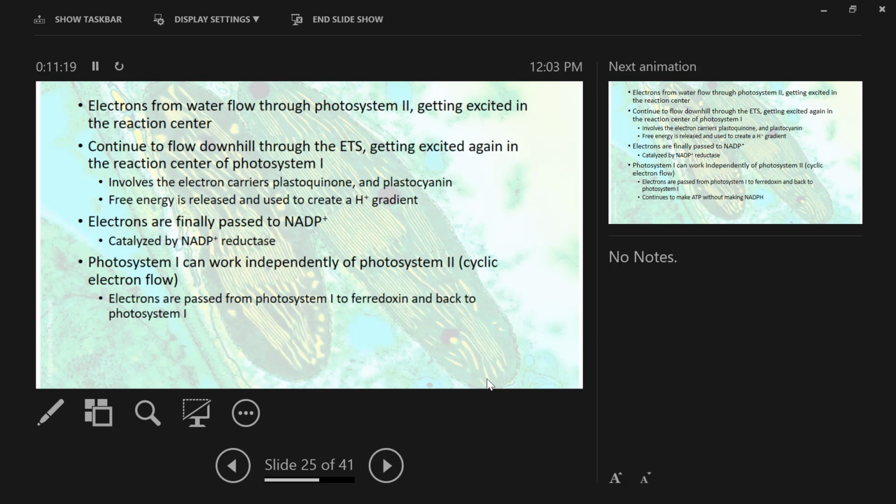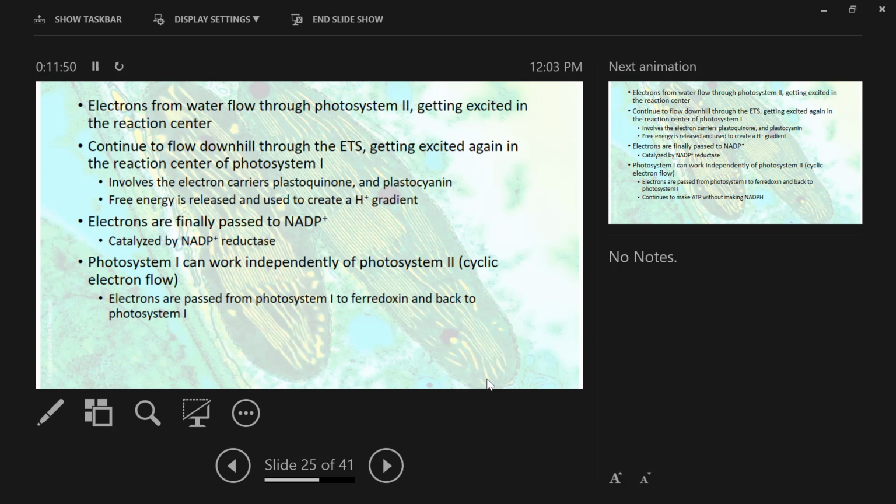So instead of electrons being passed from photosystem 1 to the final electron carrier, which is what? Or the final electron acceptor. Now, it's oxygen in cellular respiration. It is not oxygen in photosynthesis, it's NADP+. So instead of electrons going from photosystem 1 to NADP+, they go to a molecule called ferredoxin and end up back in the reaction center of photosystem 1, where they can be excited again. By what? What's exciting the electrons in photosynthesis?